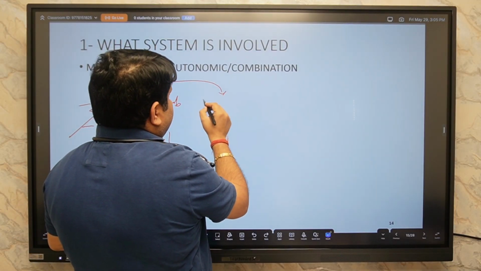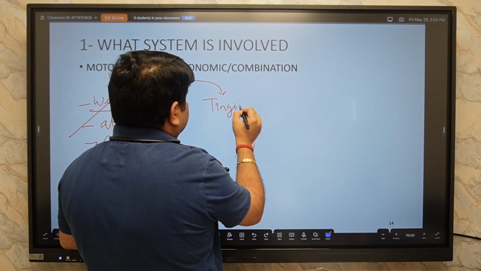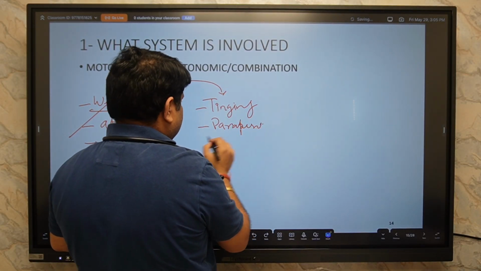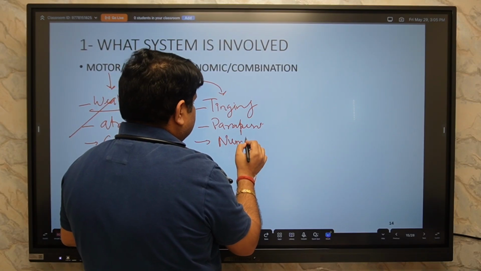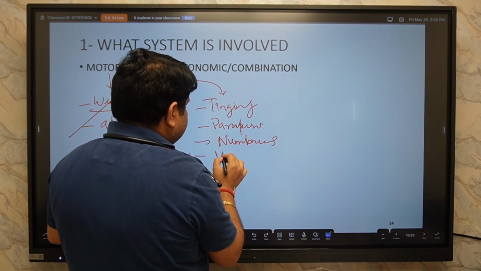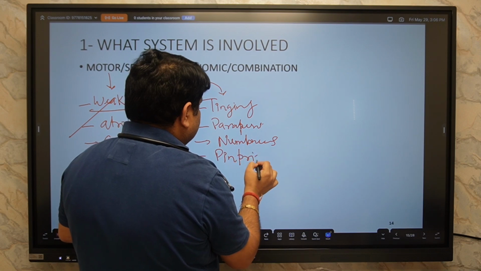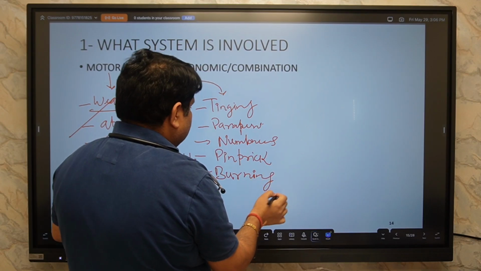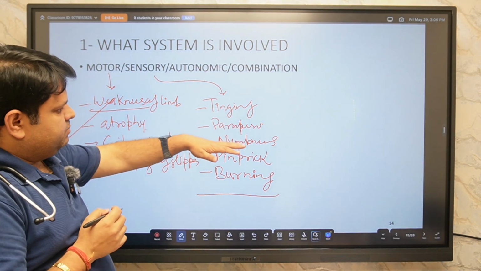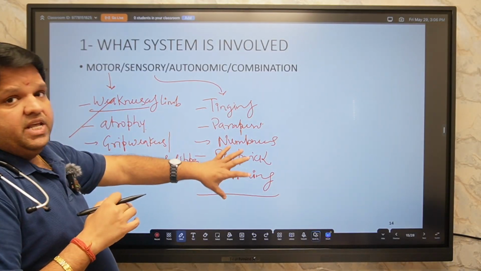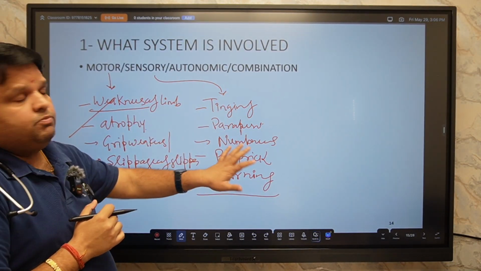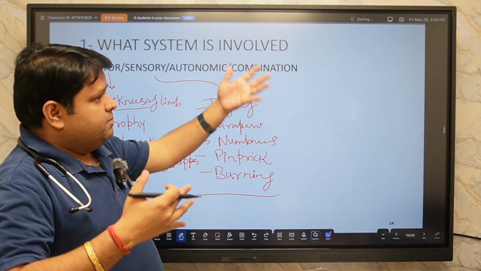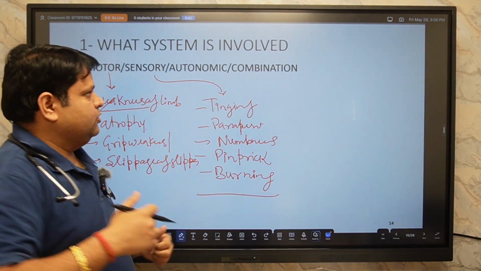For sensory, we may have tingling sensation, paresthesias, numbness, pinprick sensation, burning sensation. So tingling sensation, paresthesia, pinprick or needle-like sensation, numbness, burning sensation, severe pain, these all are symptoms of the sensory type of neuropathy. If sensory symptoms are predominant, then we think about predominantly sensory neuropathies. If motor symptoms are predominant, then we think about the motor neuropathies.